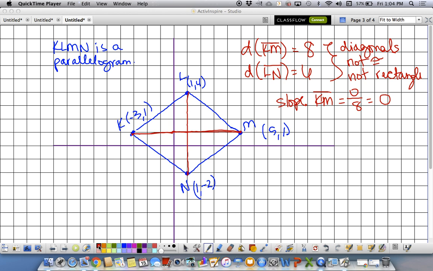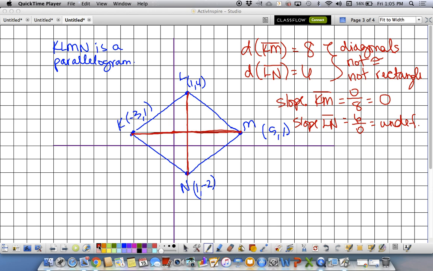What's the slope of LN? 6 divided by 0, which is undefined. Somewhere in a theorem, when we talk about perpendicular slopes, it talks about vertical lines. So vertical lines and horizontal lines are perpendicular. They will have a slope of 0 and undefined.